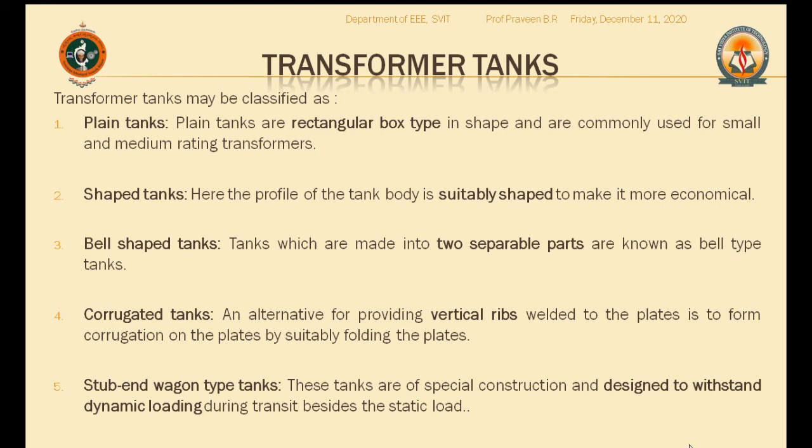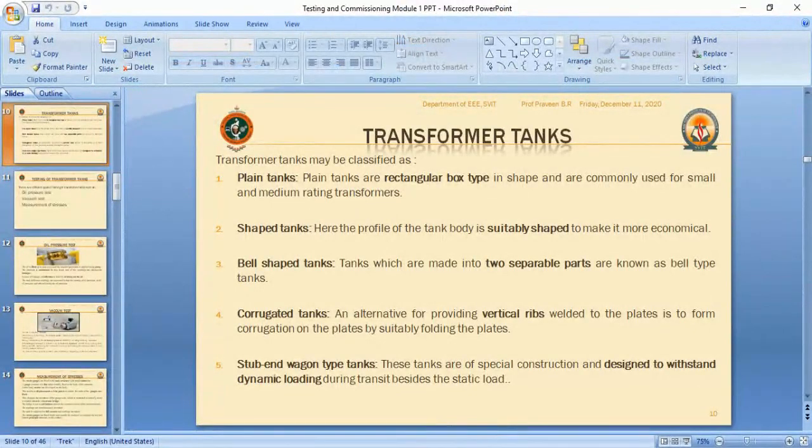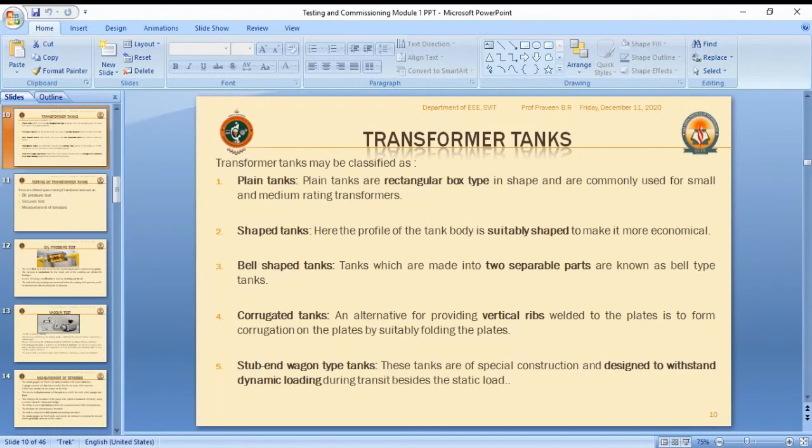So we have spoken about the specification, we have spoken about the installation, and we have also spoken about the transformer tank. So this completes important topics under module number 1. In the next video, we'll learn the testing of transformer tanks.